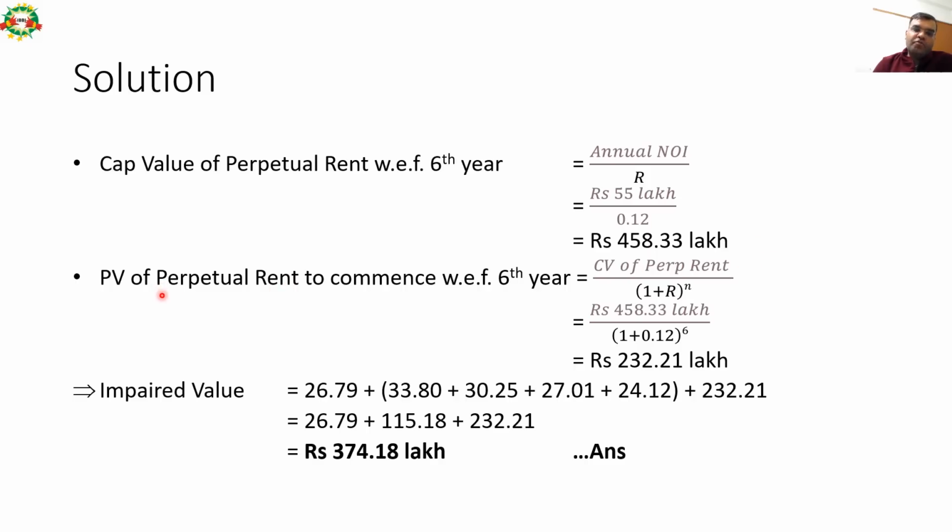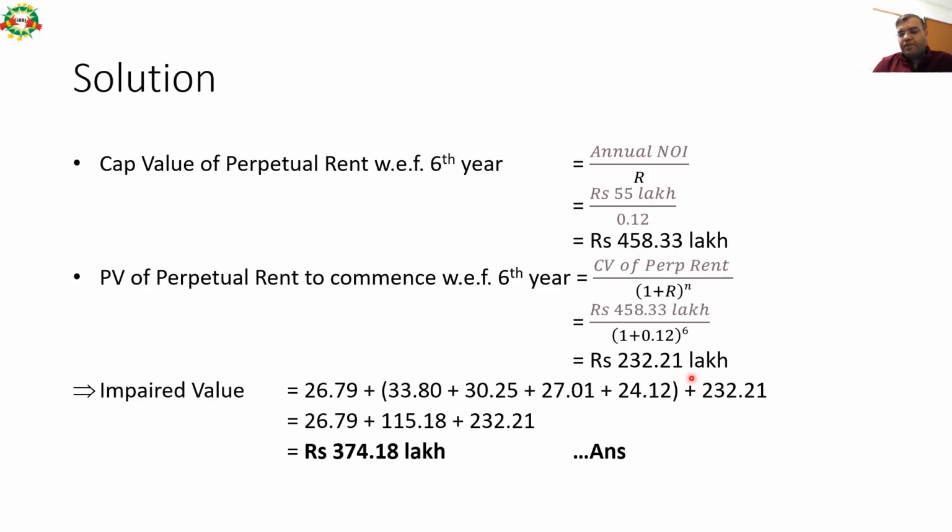So present value of perpetual rent to commence with effect from 6th year is equal to capitalized value of perpetual rent divided by 1 plus R raised to power n. This is the capitalization value formula. So it is equal to 458.33 lakh, which is the capitalized value of the perpetual rent, divided by 1.12 raised to power 6. Since I will receive that cash inflow after 6 years, that's why I have divided by 1.12 raised to power 6 to calculate the present value of the capitalized value of the perpetual rent.